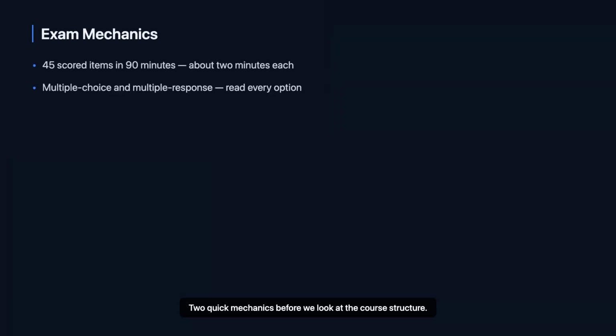2 quick mechanics before we look at the course structure. You'll see 45 scored items in 90 minutes, which gives you about 2 minutes each. Pacing matters, and the format mixes multiple choice with multiple response, meaning some items ask you to select more than one correct answer. Read every option before committing, even when the first one looks right. Logistics like cost, the proctoring vendor, and room setup are covered in the written study guide that goes with this course.